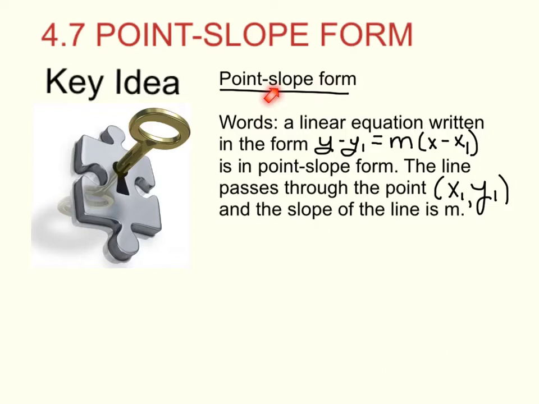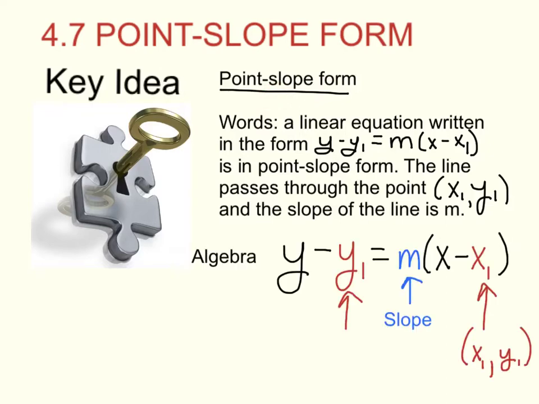In words, a linear equation written in the form y minus y sub 1 equals m times x minus x sub 1 is in point-slope form. That line passes through the point x sub 1, y sub 1, that just means x and y, and the slope of the line is still m. So here is what it looks like in algebra. Y minus y sub 1 equals m times x minus x sub 1.